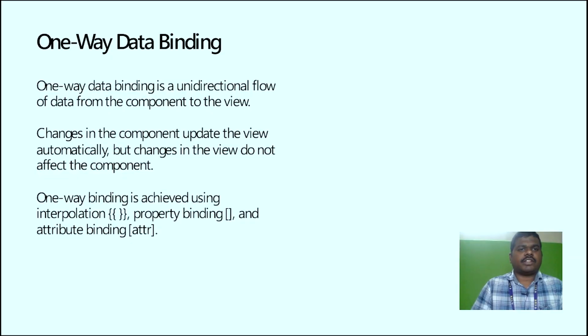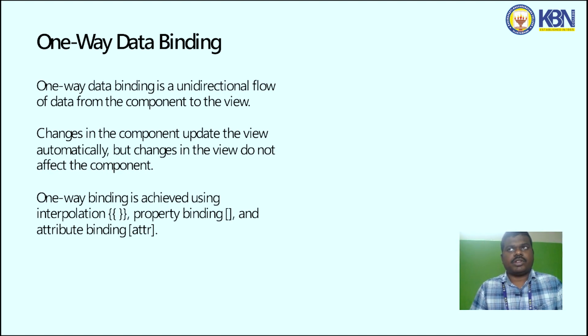Okay guys, now let us discuss what the different data bindings available in Angular are. As we discussed before, there are three important categories called one-way, two-way and event. So now let us discuss what one-way data binding is. Okay, what is one-way data binding?